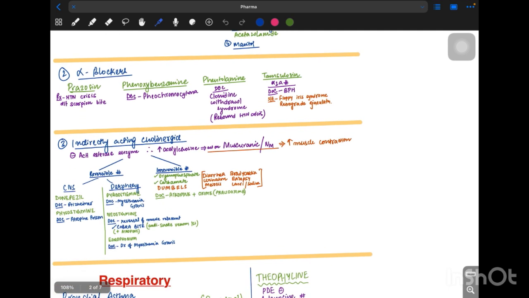So the third group or third topic is indirectly acting cholinergics. So what are the indirectly acting cholinergics? What is the mechanism of action?